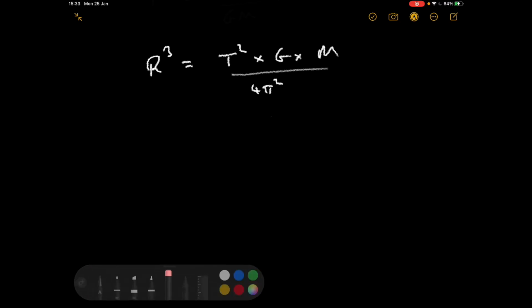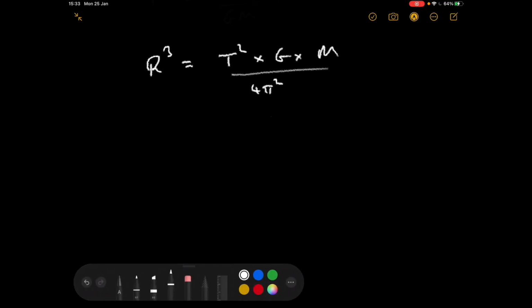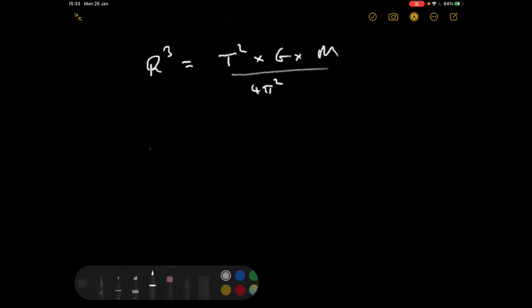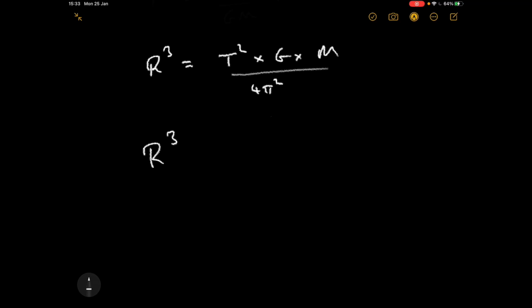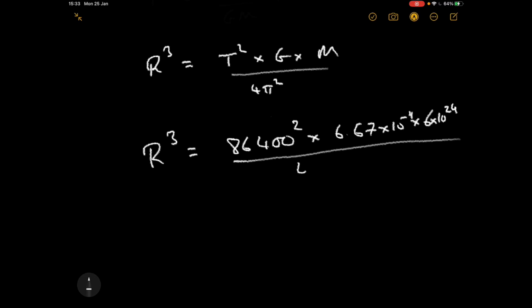So r cubed is equal to 86,400 squared times 6.67 times 10 to the minus 11 times 6 times 10 to the 24, all over 4 pi squared. And we get 7.6 times 10 to the 22.